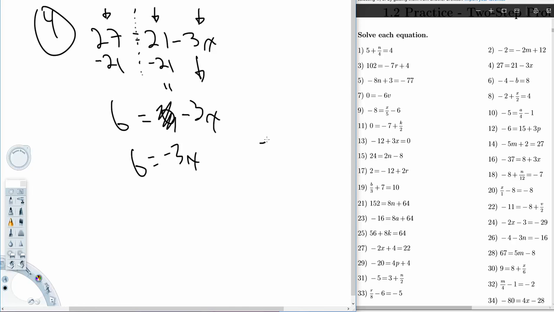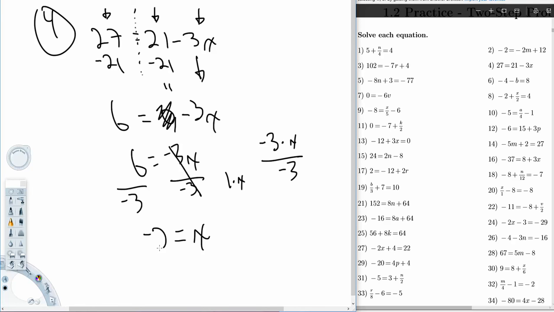So we have minus 3 times x, divided by negative 3 would cancel that. We divide both sides by negative 3. This cancels, turns into 1 times x, right? Negative 3 divided by negative 3 equals 1. 1 times x equals x. 6 divided by negative 3 equals negative 2. That is the answer.